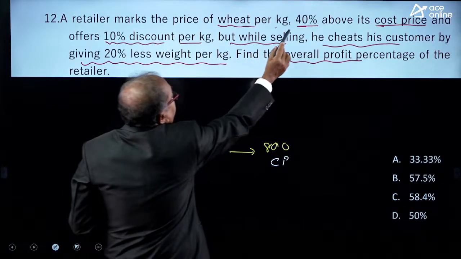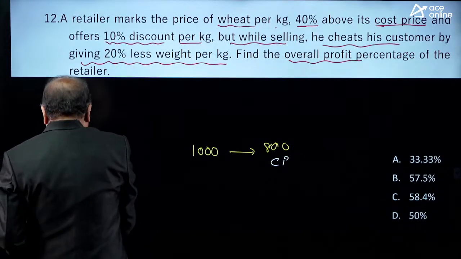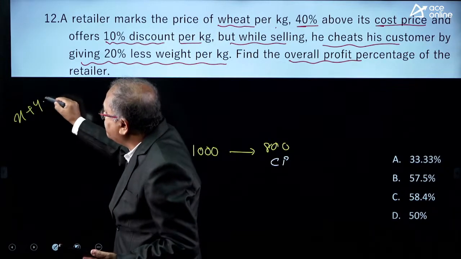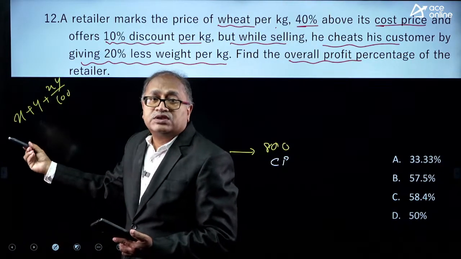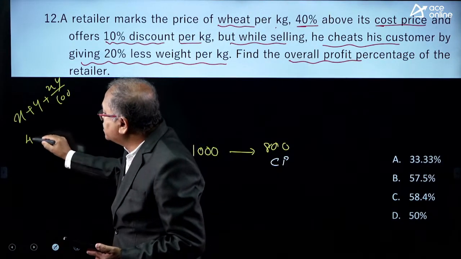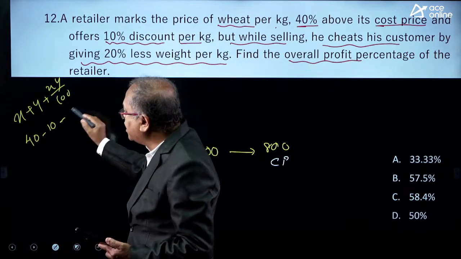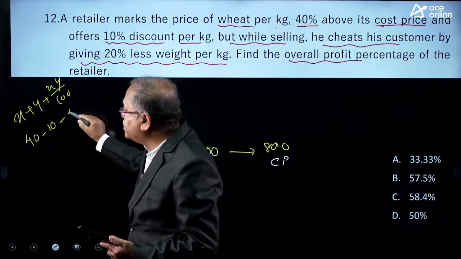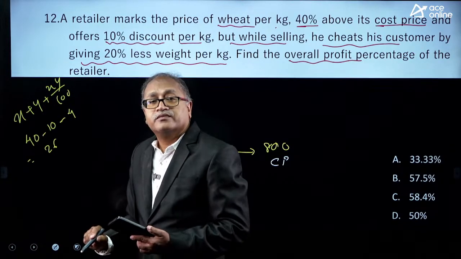Now here, come to find out the profit percentage. Markup 40% and discount 10%. I can apply the formula x plus y plus xy by 100 to find out what is his net profit. So 40% above and 10% discount, so plus and minus gives minus. 40 into 10, that's 400, 400 by 100, which is 4, and here I am getting 26.